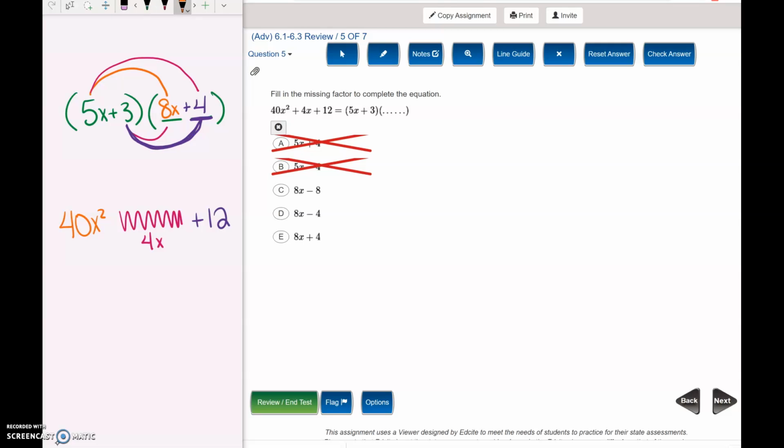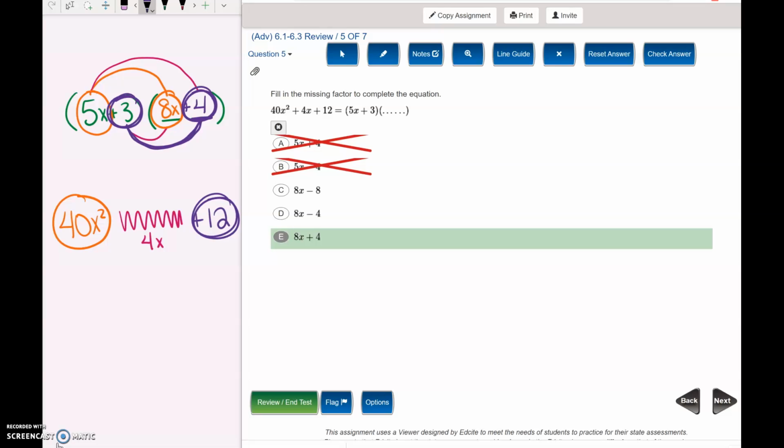So my method here was 5x times the first number has to give me this 40x squared. The 3 times the last number is going to give you that last term. The stuff in the middle is just going to take care of itself. So really focus on 5x times that first term has to give you 40x squared. The 3 times that second term has to give you the 12. That should be enough to help you figure out which one is the correct answer.